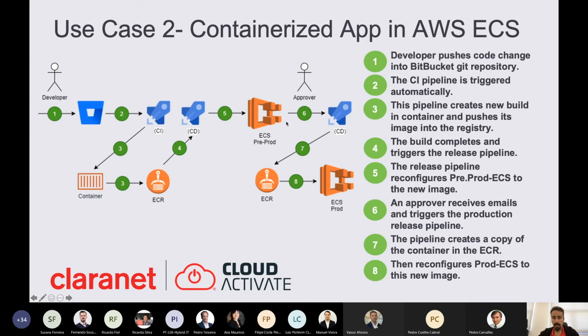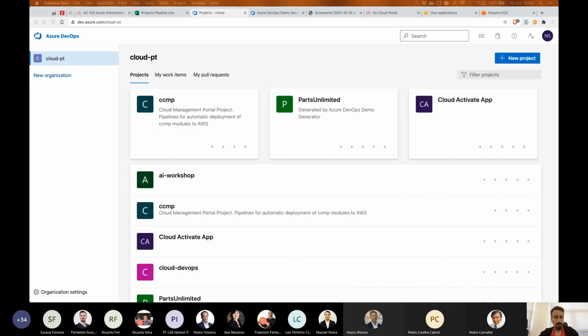The next step is that all the configured approver users will receive an email asking them to authorize and initiate the production release. If one of the users approves this, the pipeline creates a copy of the container registry for production and pushes it to this other ECR in AWS. The release pipeline reconfigures the production ECS, and then in the end, we'll have our application working in production. So now let's go over the configuration of these pipelines on Azure DevOps, and I'll try to show you this working.